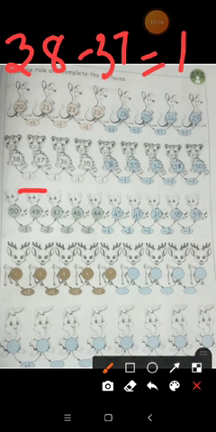So 37 minus 1 is 36. 36 minus 1 is 35. 35 minus 1 is 34. You have to write the rule at the bottom of the circle. So 34 minus 1 is 33. 33 minus 1 is 32. Here I mentioned that rule. So 32 minus 1 is 31. 31 minus 1 is 30.